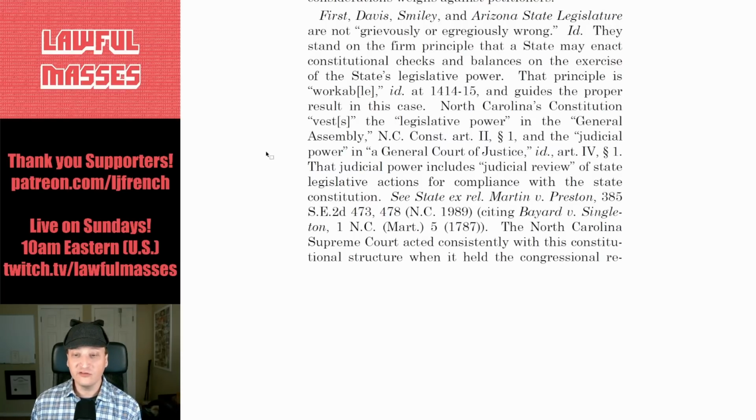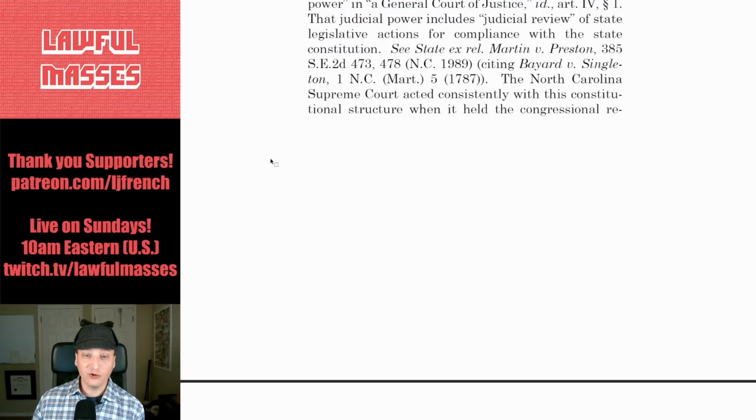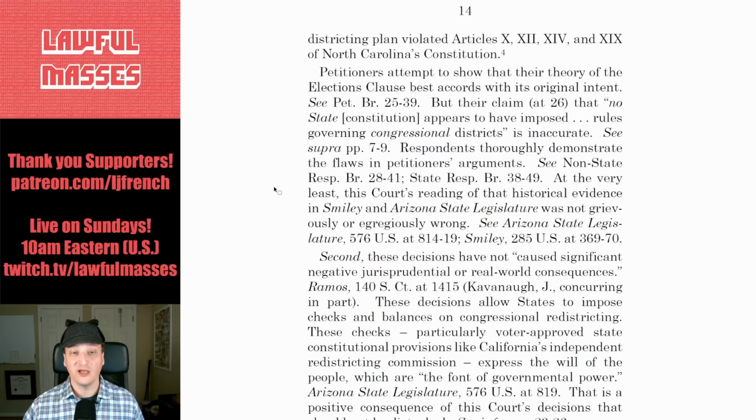North Carolina's Constitution vests the legislative power in the General Assembly and the judicial power in a General Court of Justice. That judicial power includes judicial review of state legislative actions for compliance with the state constitution. The North Carolina Supreme Court thus acted consistently with this constitutional structure when it held the congressional redistricting plan violated Articles 10, 12, 14, and 19 of the North Carolina Constitution.